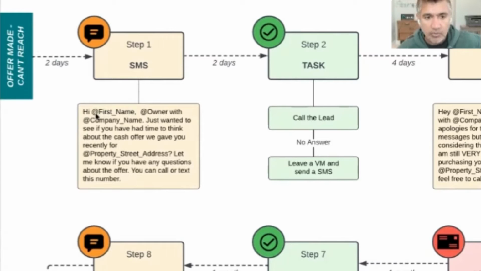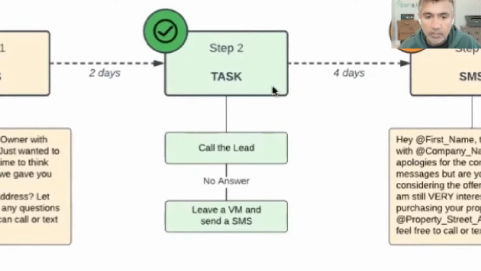An SMS goes out. Hey, first name, let's say the seller's name is Joe. Hey Joe, Sharad here with REsimpli. Just wanted to see if you have had the time to think about the cash offer we gave you recently for 123 Main Street. Let me know if you have any questions, or you're just following up on the offer that you made. Then you want to follow that up with a task.